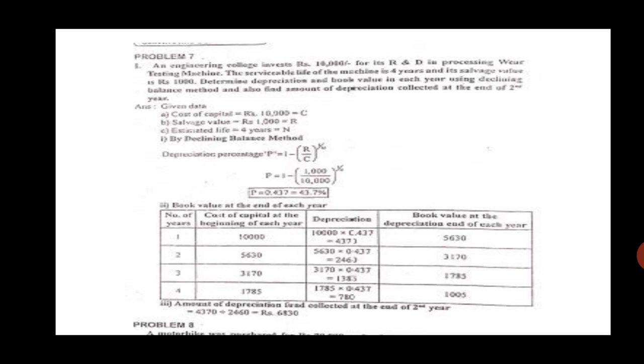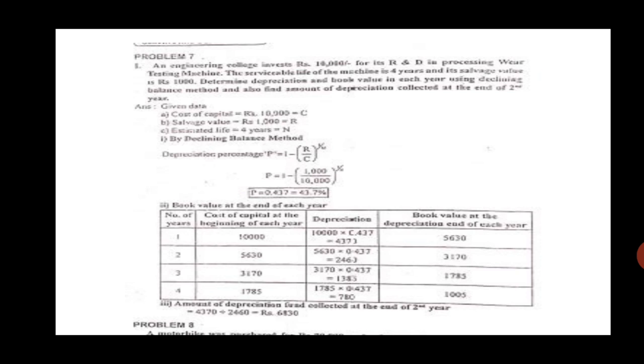Initial cost is 10,000 rupees. Depreciation is 10,000 into 0.437. That is the depreciation amount will be 4,370 rupees. So this 4,370 rupees we will deduct from 10,000 rupees. So the book value at the end of first year will be 5,630 rupees. Okay, this book value 5,630 rupees will become the cost of capital for the next year. So for number 2, second year, this 5,630 is the cost of the capital.